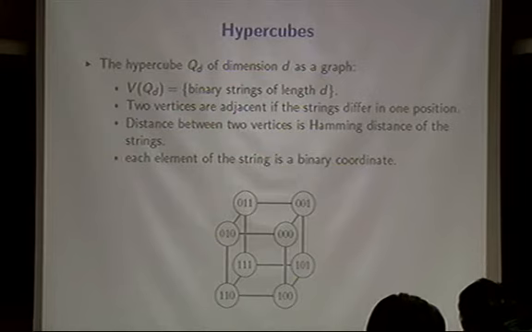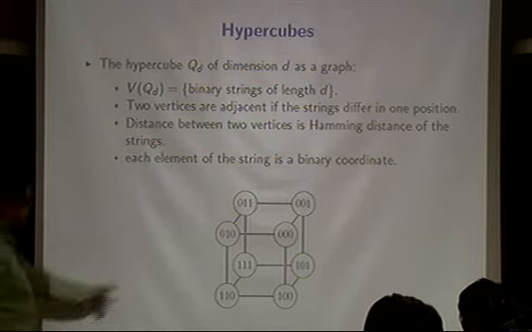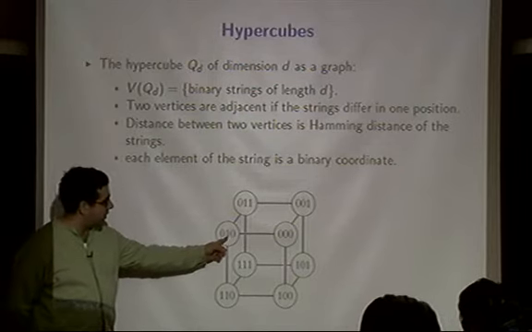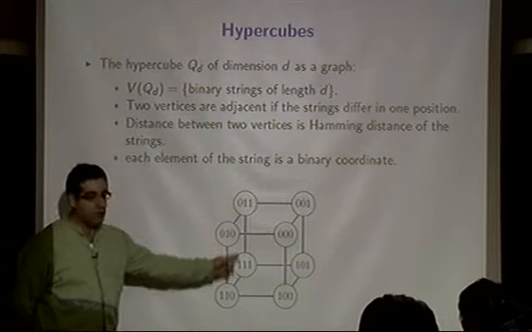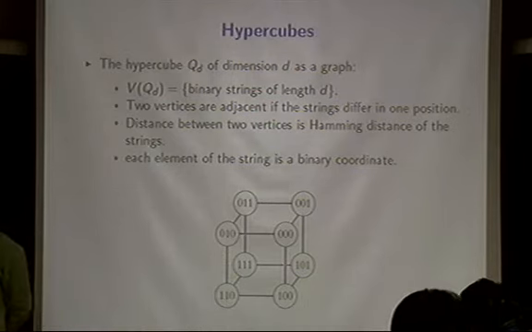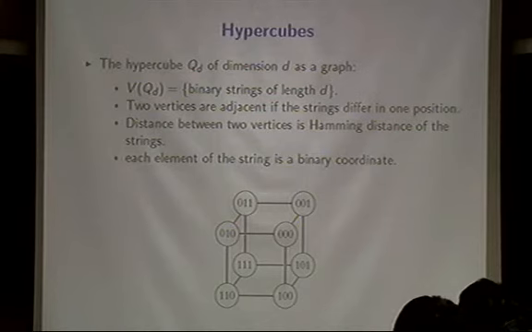It is convenient to think of the 0 as the first coordinate, the 1 as the second coordinate, and the 0 as the third coordinate. So to think coordinate-wise. Okay? I guess that everyone has seen this.